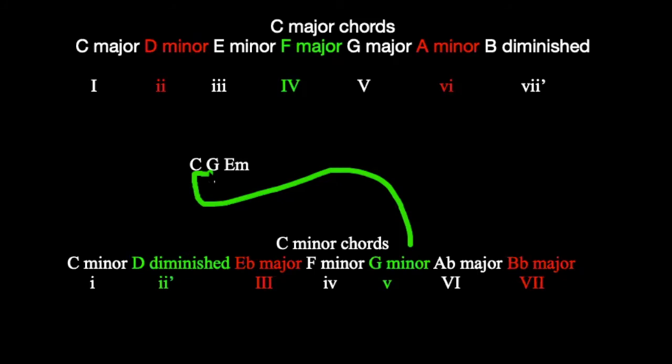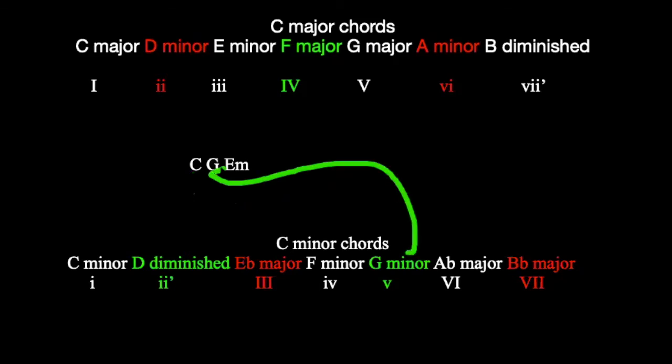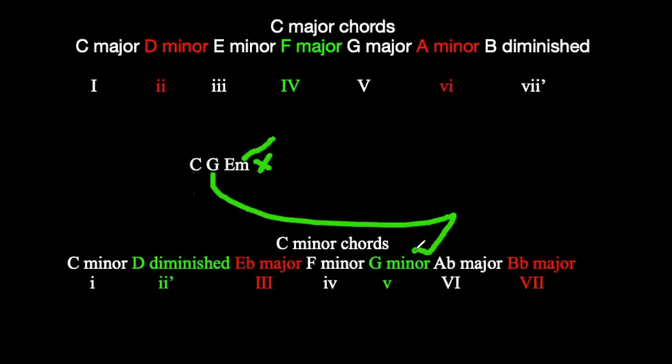Now if you want it, that's fine. By all means, go ahead and use that. But if you feel like it is too dark for what you're trying to create, then this might not be the right chord to play here. The E minor might be the wrong chord because you want to hear that G minor after that C. That E minor doesn't seem to fit, however.